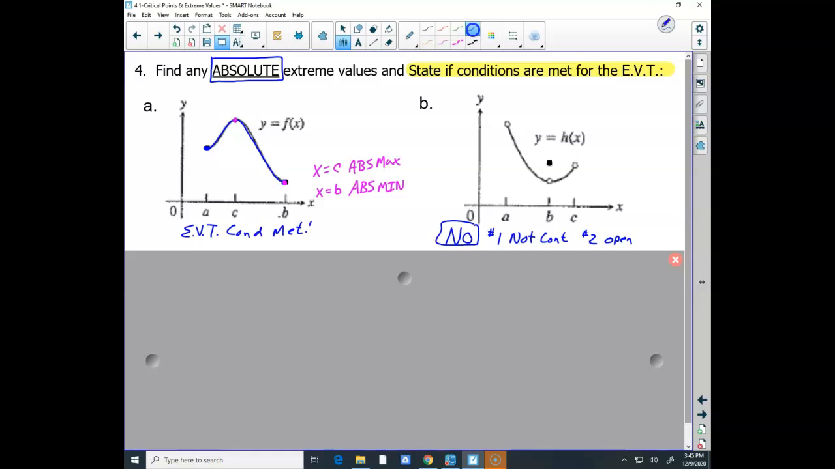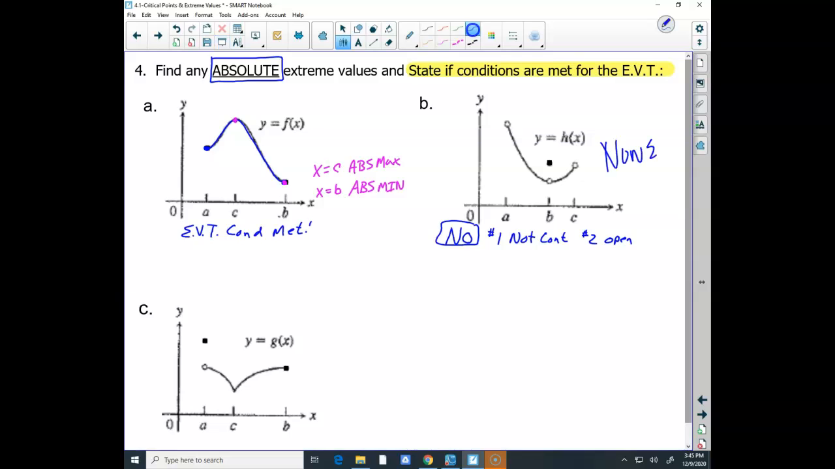So as I'm looking here on this, are there any absolute extreme values? And although this has a relative maximum at point B, because it's higher right there at point B, there are no absolutes, so there are none.